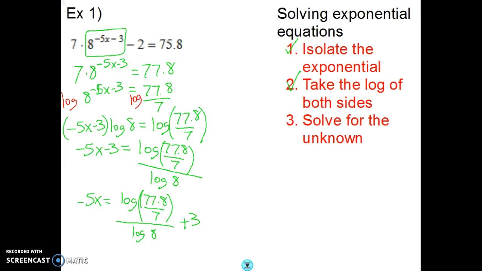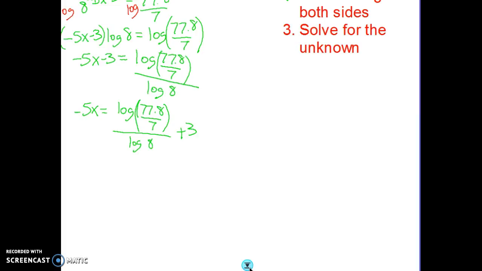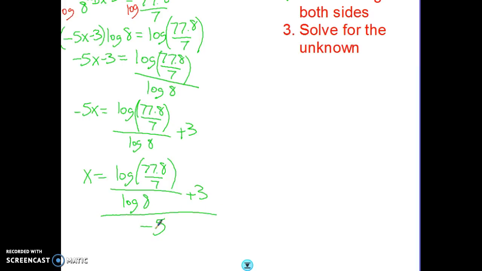The next thing I have to do is divide both sides by negative 5. So we end up with x is equal to log of 77.8 over 7 over log of 8 plus 3, all divided by negative 5. Now this looks like a giant mess, and it kind of is, but this is really just one big number over here on the right side, right? We can plug this into our calculator, and we actually end up getting that x is about negative 0.8316.